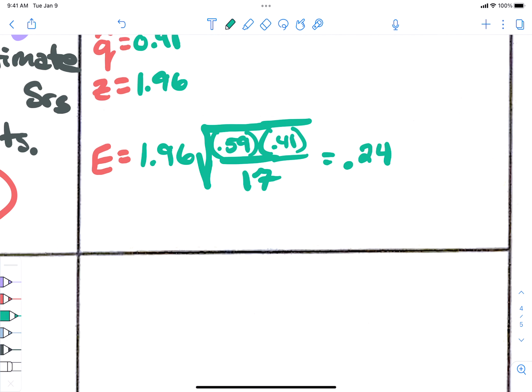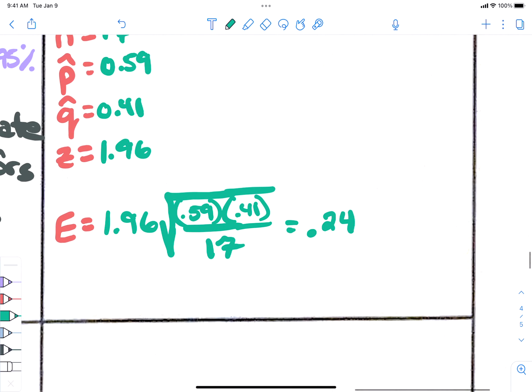Do you know what makes your error so big? Not a lot of variables, not a lot of people that we're sampling, right? That's kind of the way it goes. One goes up, the other one goes down, and vice versa. So the fact that we only have 17 people really makes that a big number. So 24% is my error.